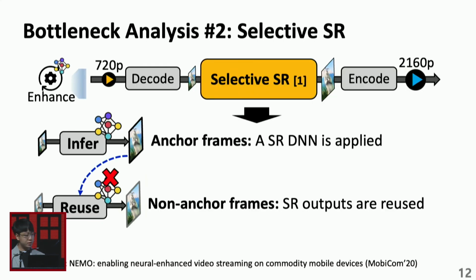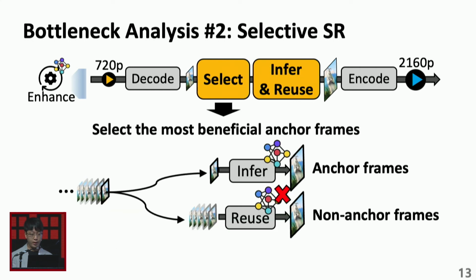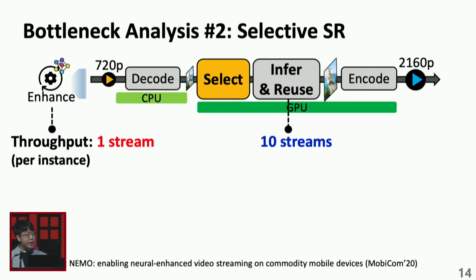The second strawman applies selective inference. In selective inference, a super-resolution DNN is applied to a fraction of frames, which we will call anchor frames. For other non-anchor frames, previous super-resolution outputs are reused based on codec information. Selective inference is carried out in 2 steps. Before running inference and reuse, an algorithm first selects the most beneficial anchor frames within a video, which is critical for maximizing the benefit of selective inference. So by applying selective inference, SR inference throughput becomes 10 times faster, but end-to-end throughput still remains the same.